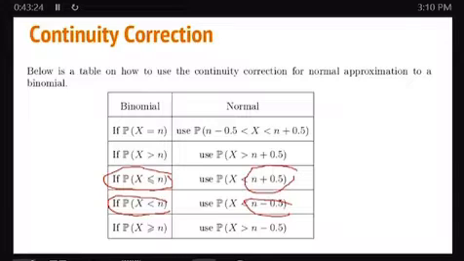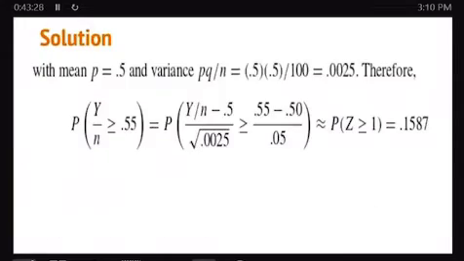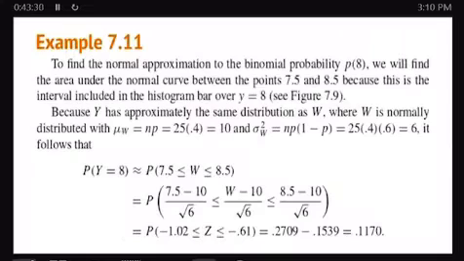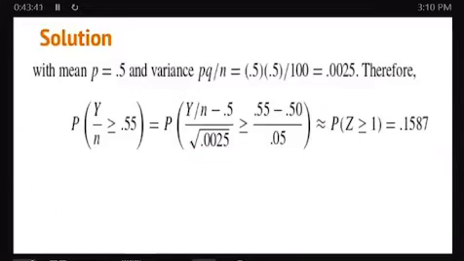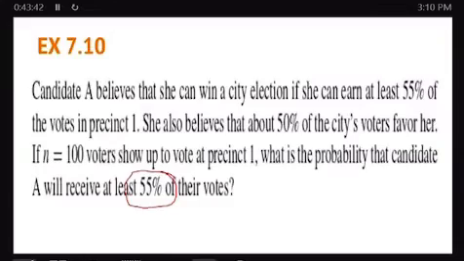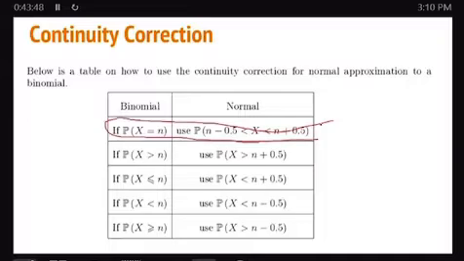Okay, and that was why you actually have this guy. If I want to find the probability of y equal to 8, exact value, if you go to continuity correction, for exact value, you're going to subtract and add. Do you see this guy? That is for the exact value, y equal to 8.